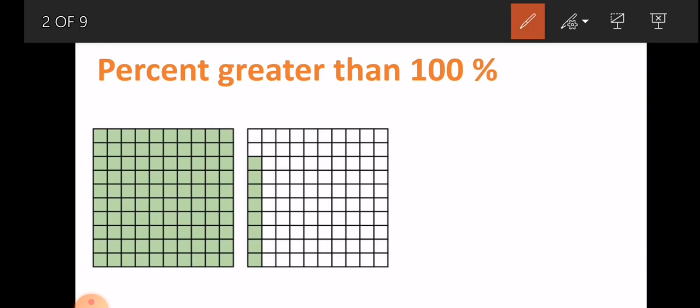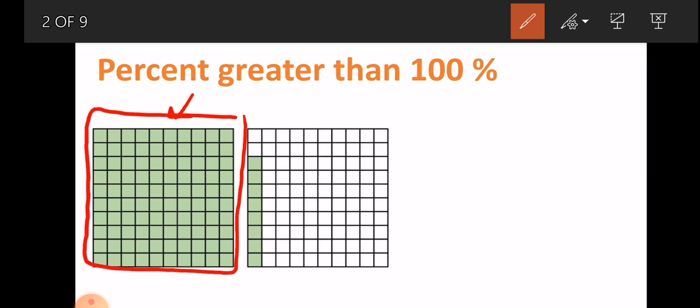Okay, if I have in this example here, all the 100 are colored green. What does that mean? It means 100%. 100 from the 100 are colored.